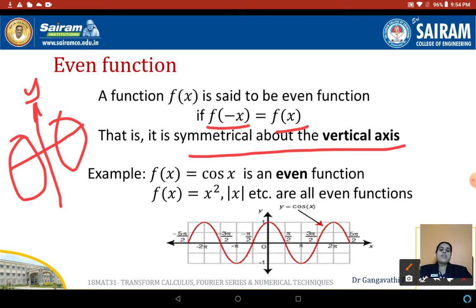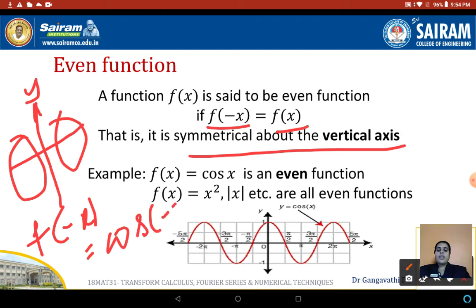To give a few examples of even functions, consider f of x is equal to cos x, which is an even function. Let us see how it is an even function. f of x has been given as cos x. I'll replace x by minus x on both sides. So f of minus x is equal to cos of minus x. What is cos of minus theta? Cos of minus theta is cos theta itself. So we get back our cos x itself, which is nothing but our f of x. We started with f of minus x and we have arrived at f of x itself. Therefore f of x equal to cos x is an even function.